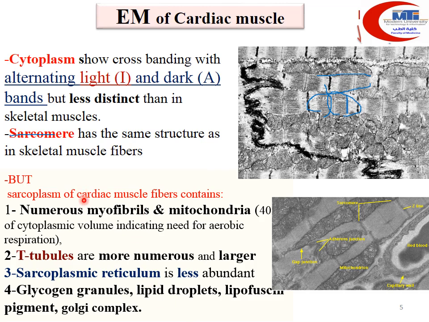Again, the sarcoplasm of cardiac muscle fiber contains numerous myofibrils and numerous mitochondria, making up 40% of cytoplasmic volume, indicating the need for aerobic respiration. T-tubules are more numerous and larger than in skeletal muscles. Sarcoplasmic reticulum is less abundant. Glycogen granules, lipid droplets, lipofuscin pigment, Golgi complex.